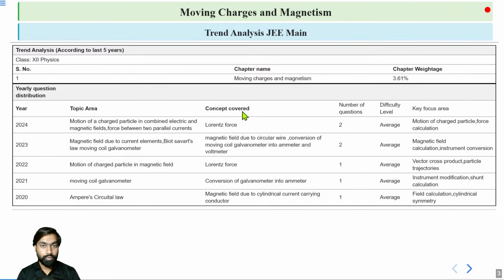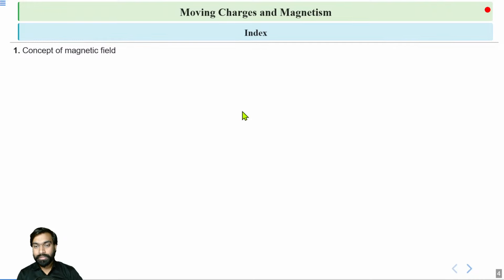So these are the important concepts for the exam. In today's lecture we will focus first on the concept of magnetic field.